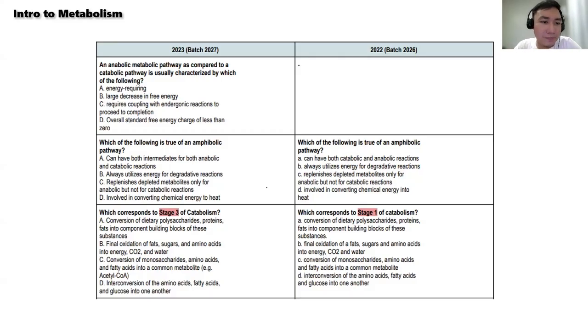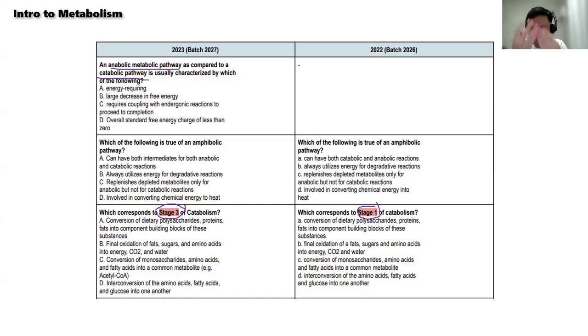So, for example, sa batch 2027, ang tinanong which corresponds to stage 3 of catabolism. Dito naman, which corresponds to stage 1 of catabolism sa batch 2026. So, same concept, iba lang yung specific question. Diba? So, yun. Sige. An anabolic pathway as compared to a catabolic pathway is usually characterized by which of the following?